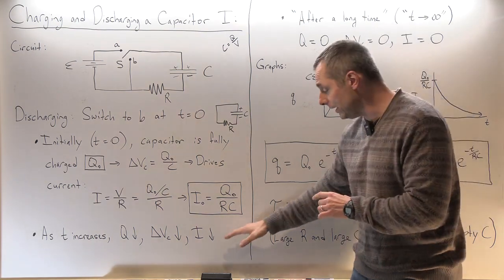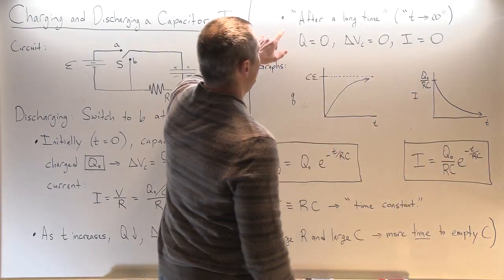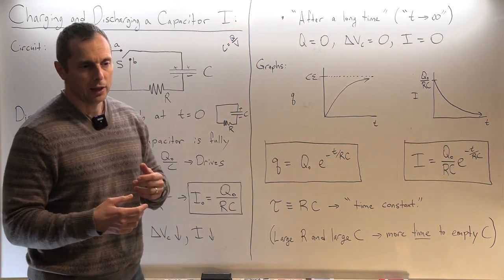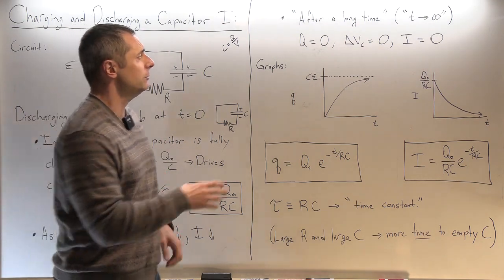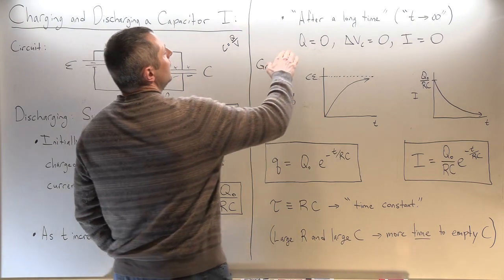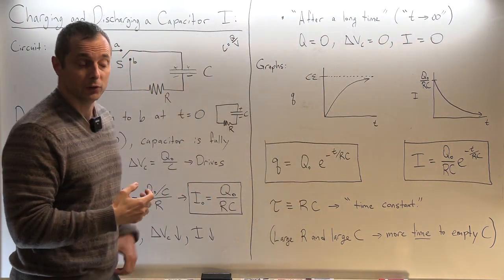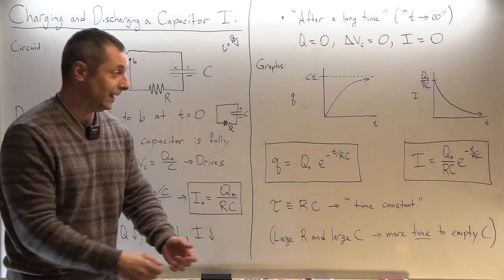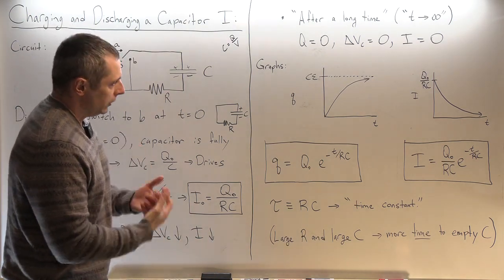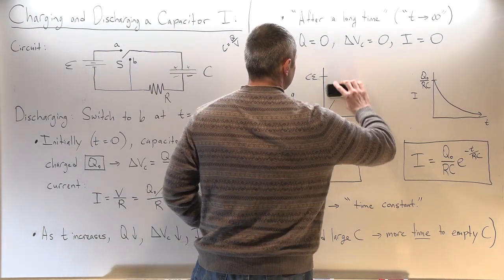All right, so as I said, charge, voltage, current drop continuously. And then after a long time, same comments apply about after a long time being a relative term, t going to infinity, relatively speaking, in terms of the circuit. The charge, the voltage, and the current all reach their final value of 0. The capacitor is fully empty at this point. Now the graphical relationships. Oops, I forgot to update this graph.